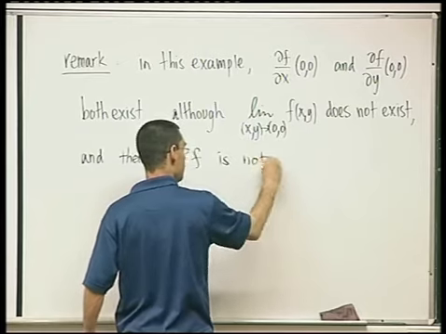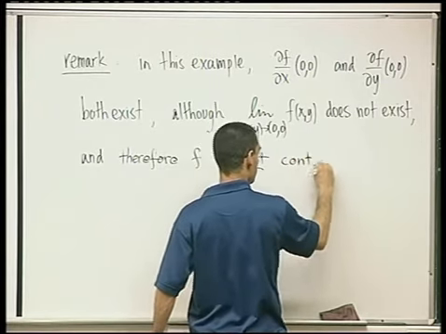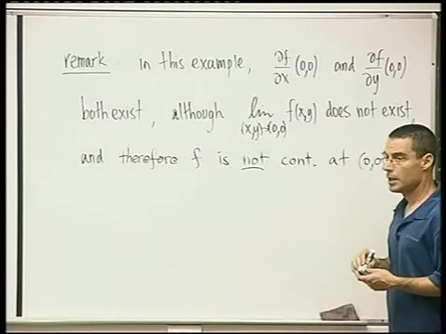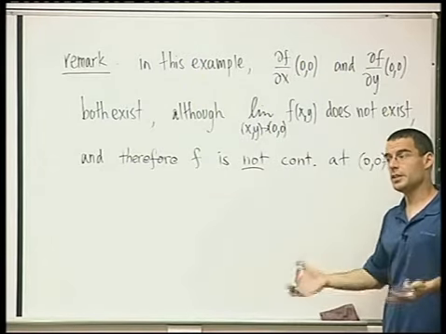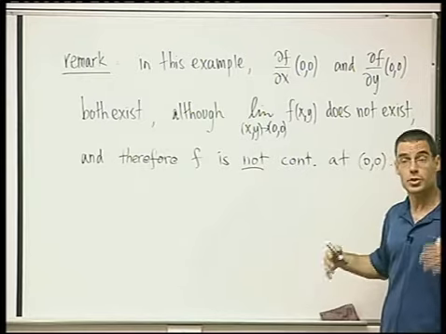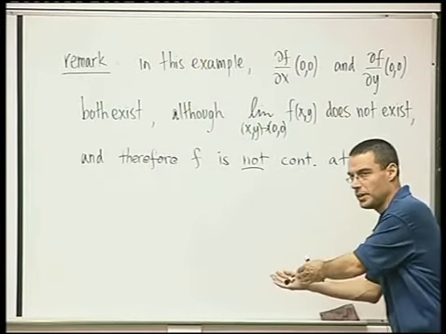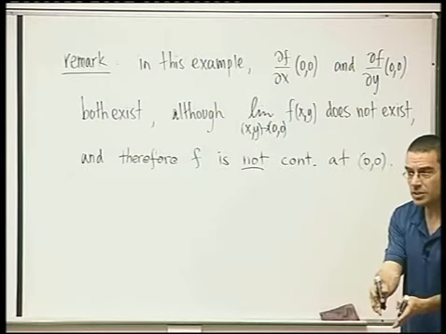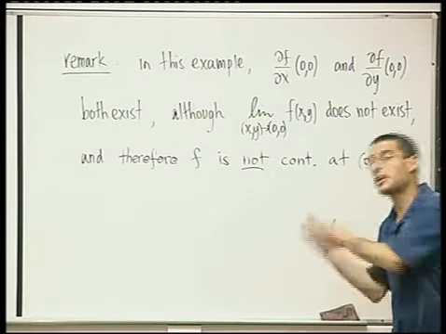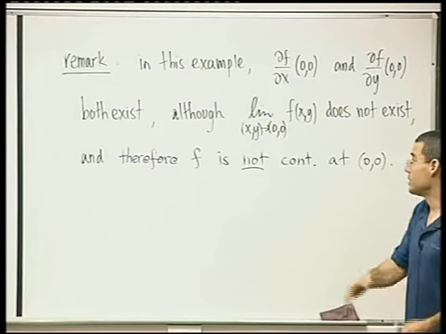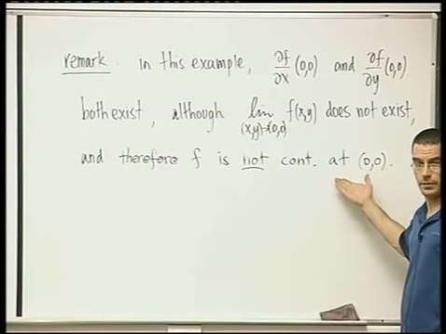Is not continuous at the origin. So the most basic thing you would expect if Calc 2 generalizes Calc 1 is that differentiable implies continuous, okay? And it seems to fail, okay?